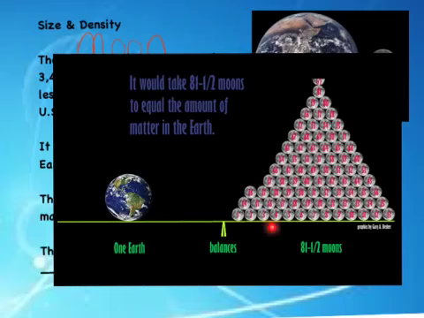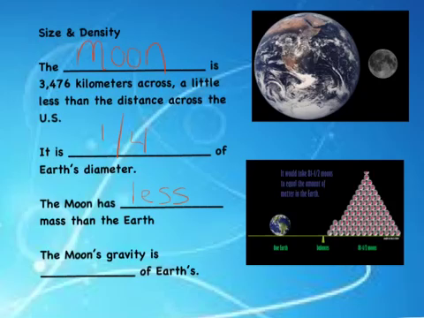If you look at this picture, it would take almost 82 moons to equal the mass of our Earth. So obviously our Earth is much more massive than our moon, which also affects gravity, because the more massive an object is, the more gravity it has. It also is the reason why our moon's our satellite. It goes around our Earth because of our Earth's gravity. The moon's gravity is 1/6 of our Earth's gravity.